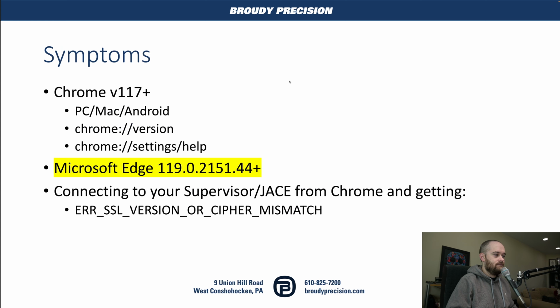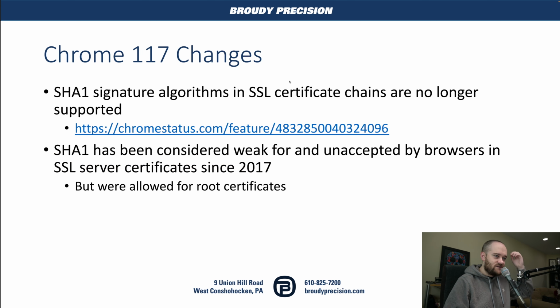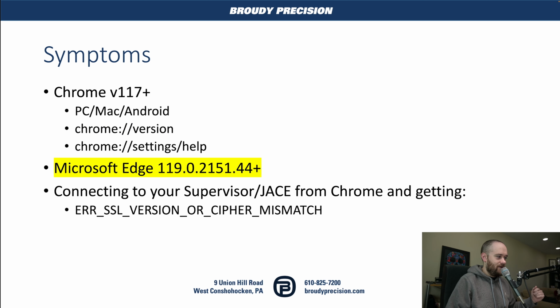All right. So, as I mentioned before, this is sort of a recap of what we talked about before. The SHA-1 signature algorithm and SSL certificate chain are no longer supported after Chrome 117. It's been considered weak for a long time. You haven't been able to use it in server certificates since 2017, but it was allowed in root certificates. They no longer are. Here we are.